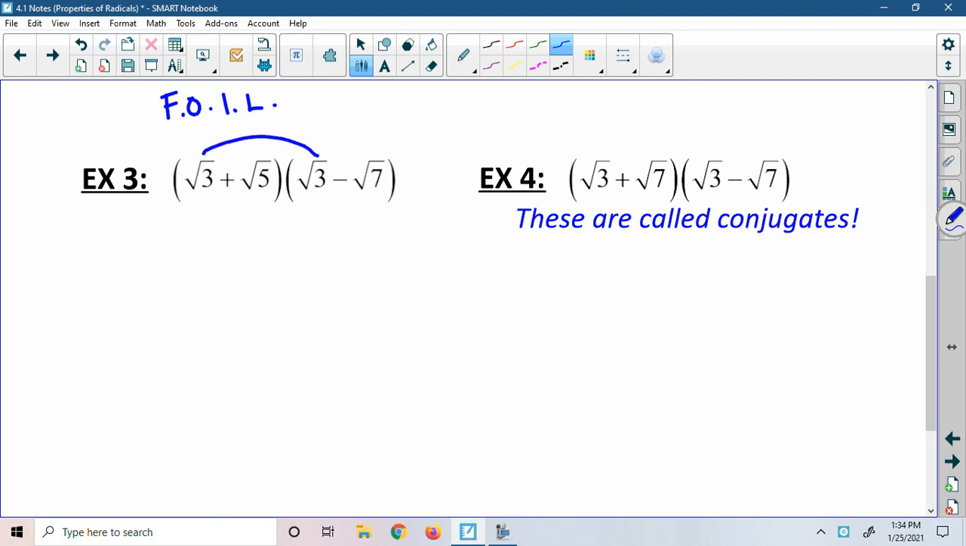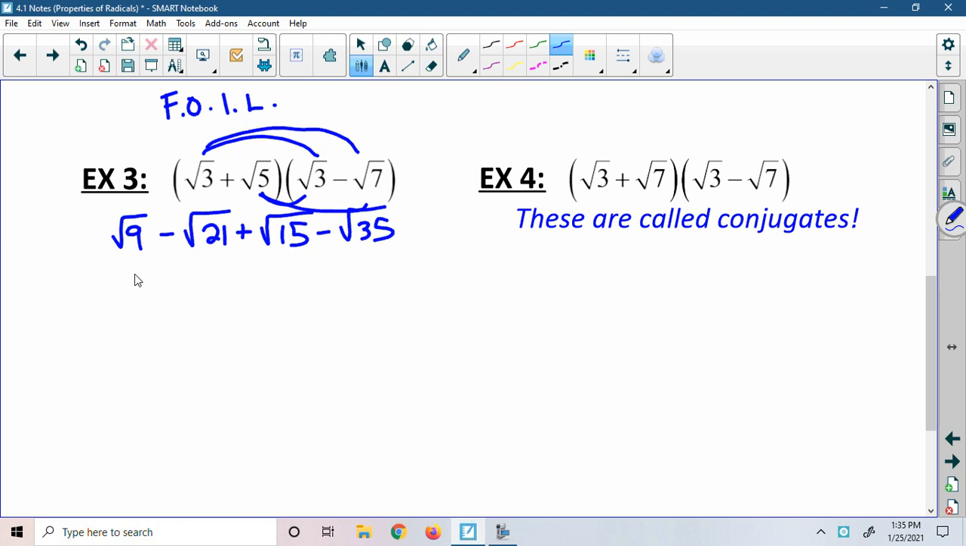So we start with the first times the first. That'll be the square root of 9. And then we do the outside terms. 3 times 7, negative square root of 7. So that would be negative square root of 21. Then the inside terms, when we multiply those, it would give us positive square root of 15. And then the last terms, that would give us negative square root of 35.